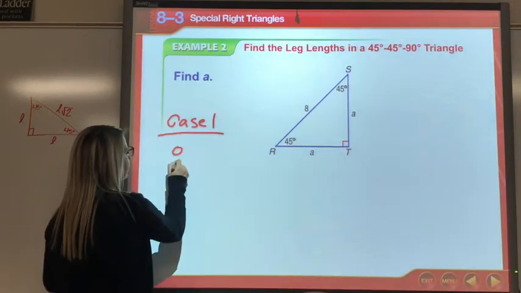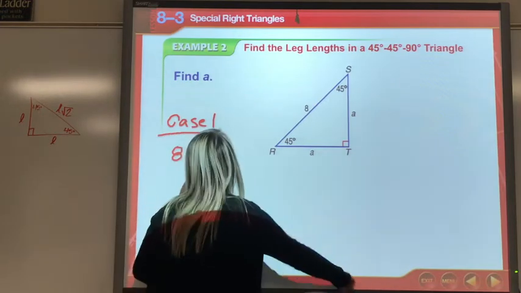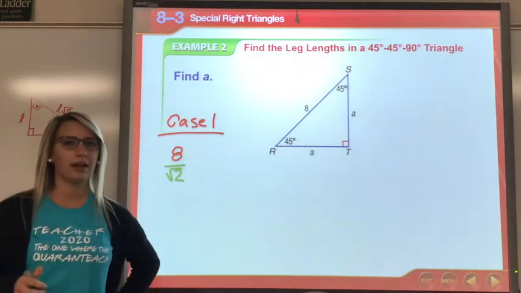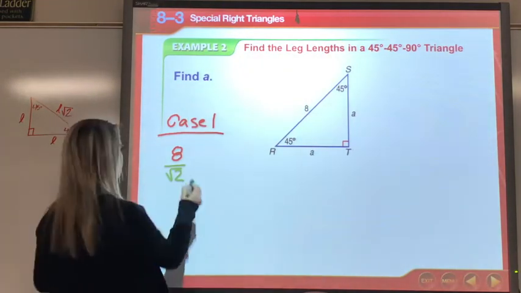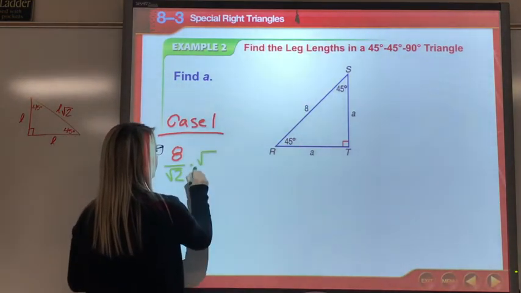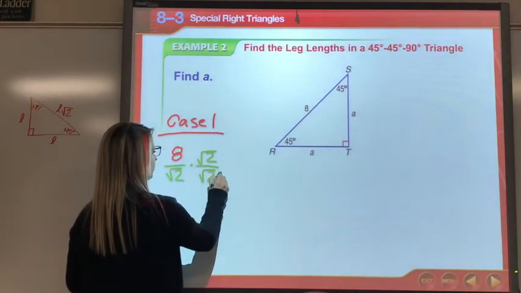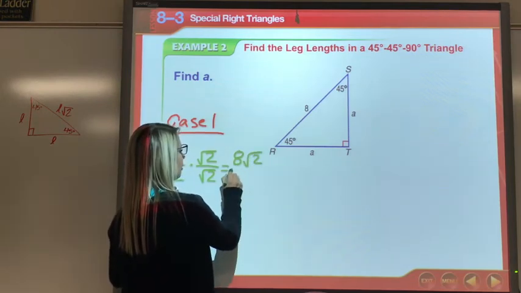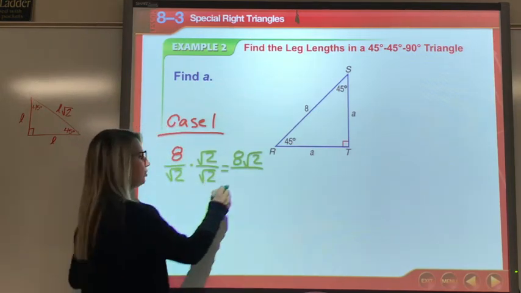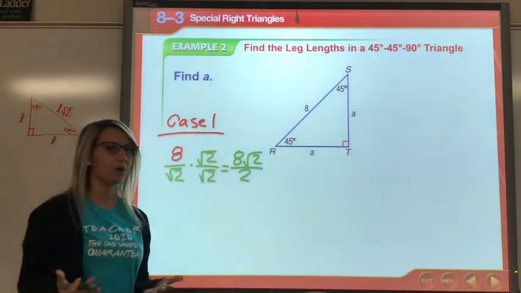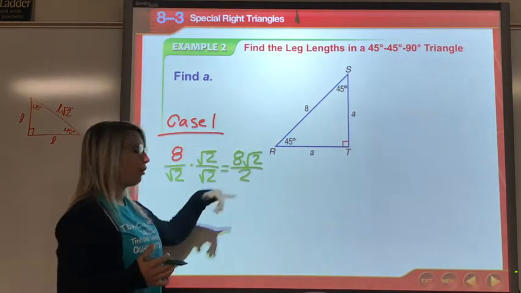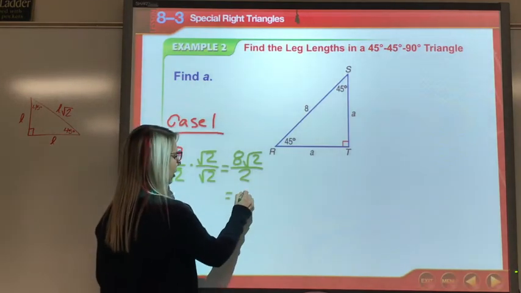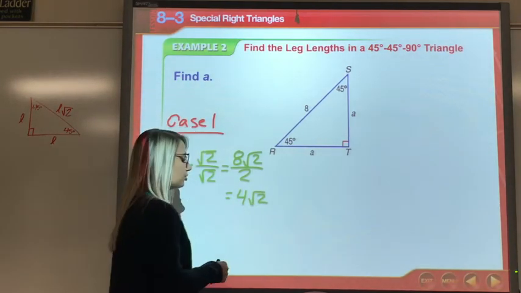If we had 8, okay, and now I'm going to divide by the square root of 2. Well, now we still need to rationalize it, so I multiply by root 2 over root 2. So then over here I get 8 root 2 over root 2 times root 2 is just 2. Okay, I'm not quite done yet. 8 root 2 over 2 can be simplified. I'm going to cross those out, right? So I get 4 root 2.